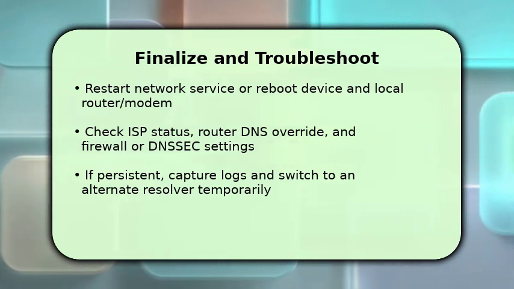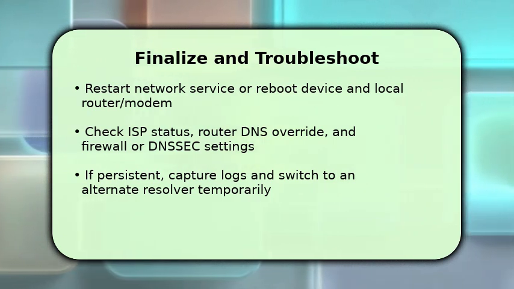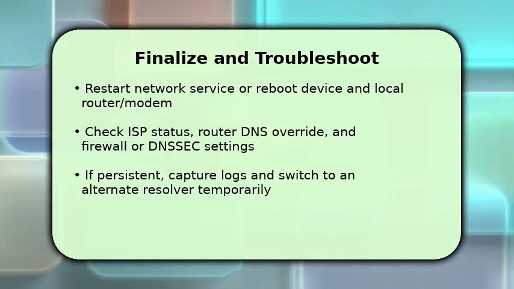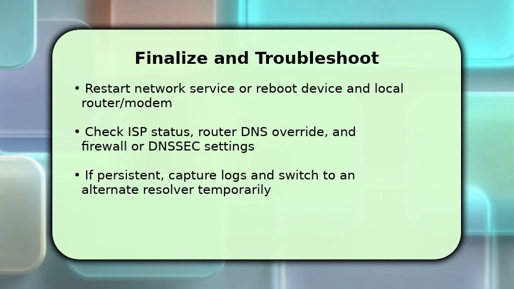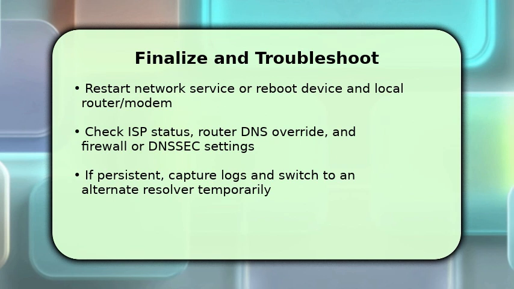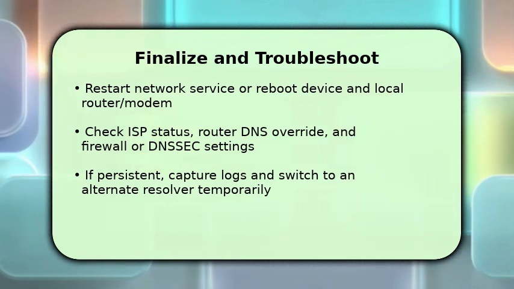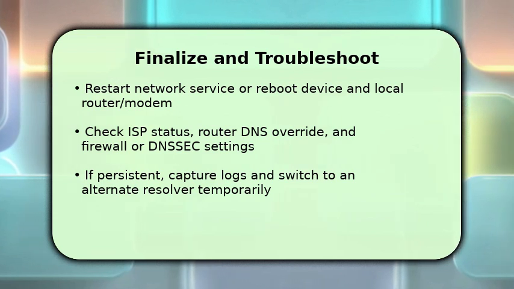If problems persist, contact your ISP to rule out upstream outages and temporarily switch to an alternate public resolver to isolate the issue. As a troubleshooting tip, collect logs and run continuous pings or dig traces. They reveal whether failures are intermittent, application level, or network-wide.